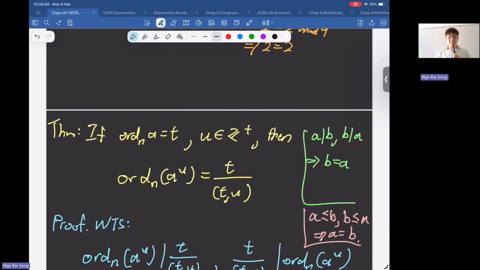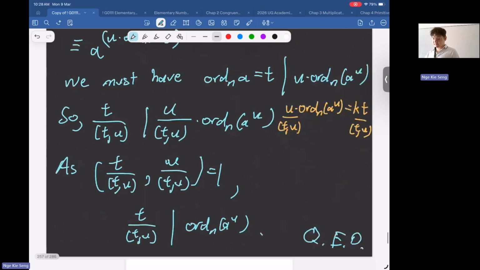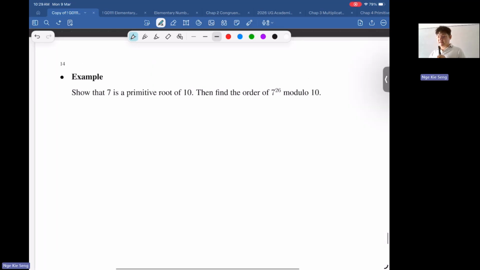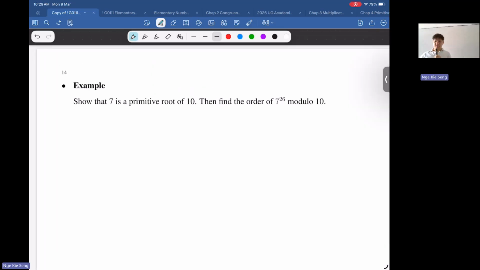Okay, how about we try some problem? Let's try some problem. Okay, example. Show that 7 is a primitive root of 10. Then find the order of this very big number here, 7 to the 26. Remember that just now our statement is about the order of some number to a large power. Okay, let's see how we do this.